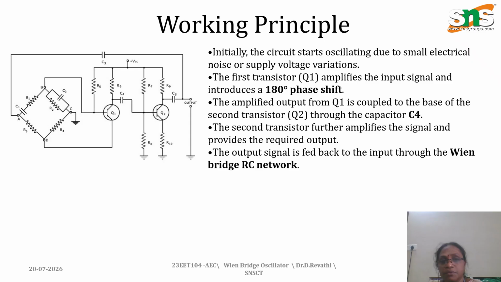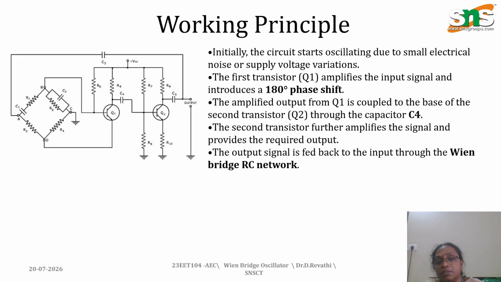Working: first we have to give the supply, and normally the circuit produces small vibrations. After reaching transistor Q1, it shifts the phase by 180 degrees. The output of Q1 is given to Q2, which again produces a shift of 180 degrees. Then 180 plus 180 is 360 degrees, and it satisfies the oscillation condition.